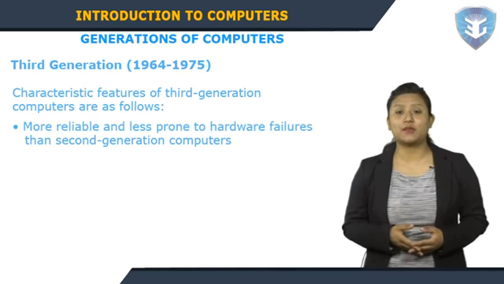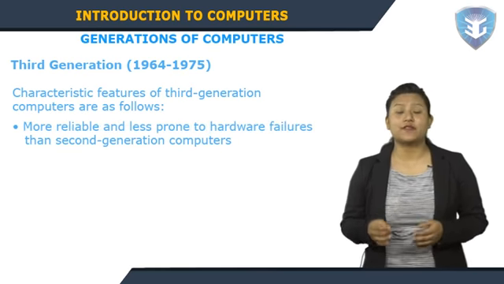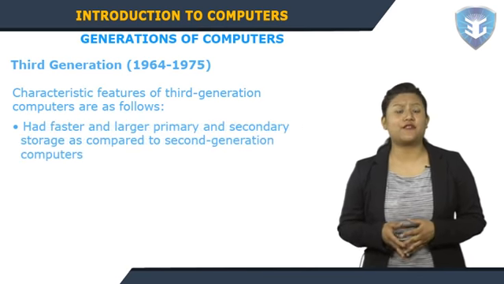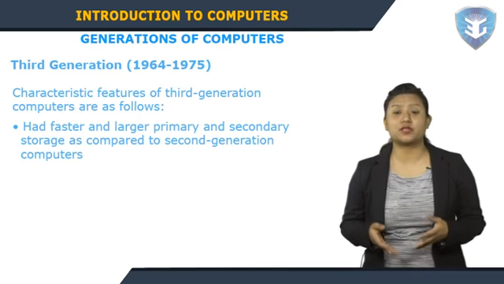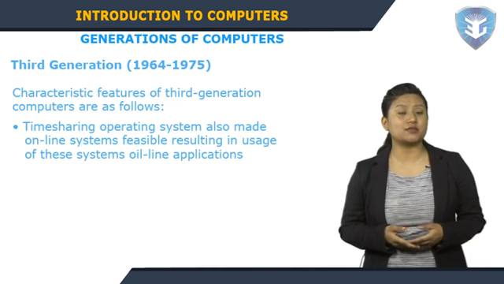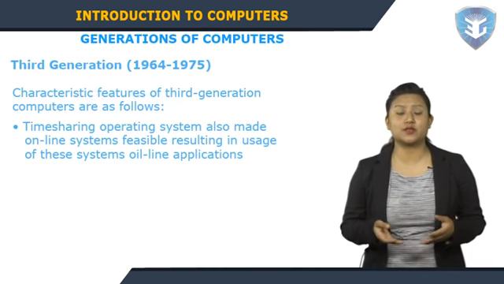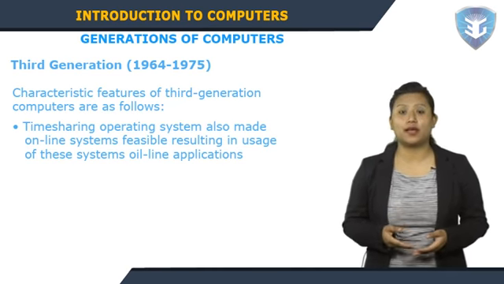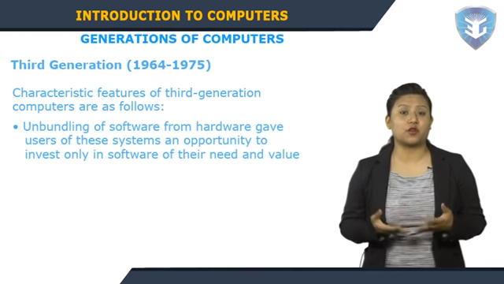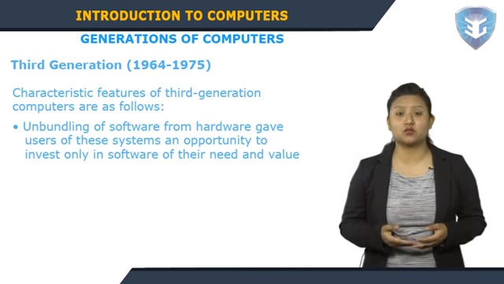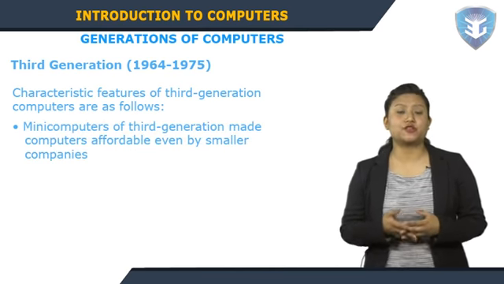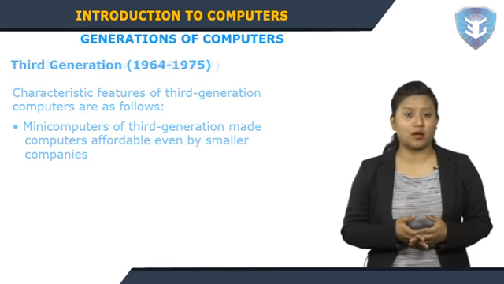They were more reliable and less prone to hardware failures than the second-generation computers, requiring lower maintenance cost. They had faster and larger primary and secondary storage as compared to second-generation computers. Time-sharing operating systems also made online systems feasible, resulting in usage of these systems for online applications. Unbundling of software from hardware gave users of these systems an opportunity to invest only in software of their need and value. Mini computers of third generation made computers affordable even by smaller companies.